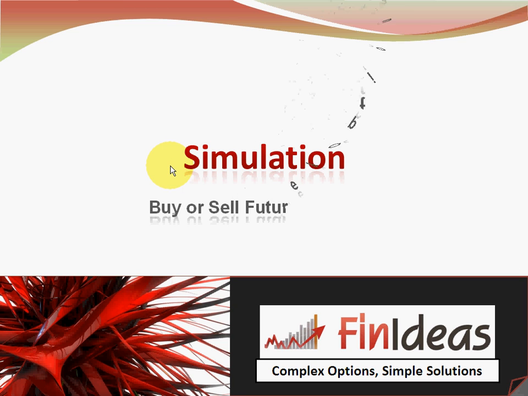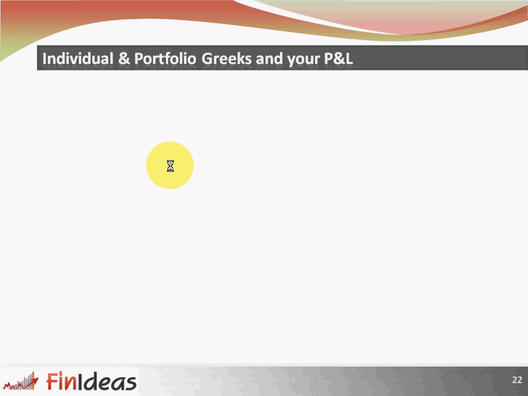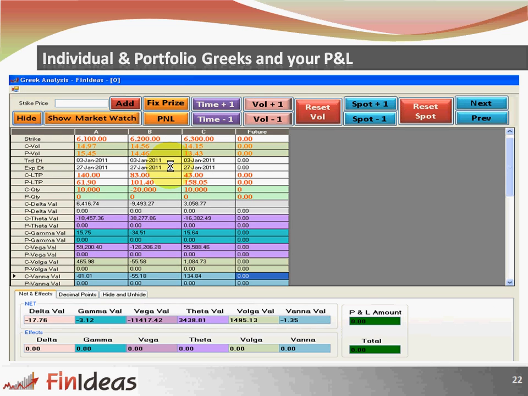Now the second window is the simulation window. Here you can buy or sell futures and options. You are getting all the strikes over here. You can add more strikes just by writing the strike price over here and clicking on add. Here you will get the LTP, maturity, the date of trade, quantity, delta, gamma, vega, theta. These are your portfolio delta, gamma, vega, theta, Volga, Vanna. Here you can see your profit and loss.